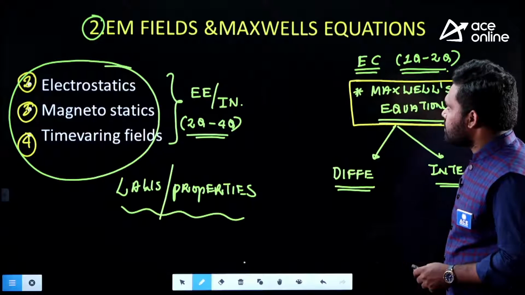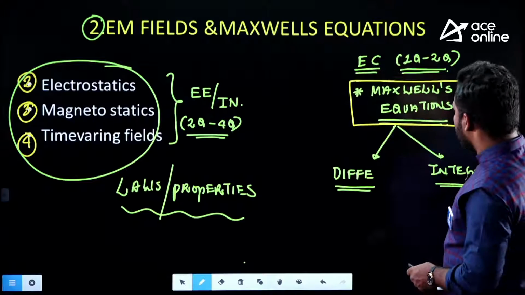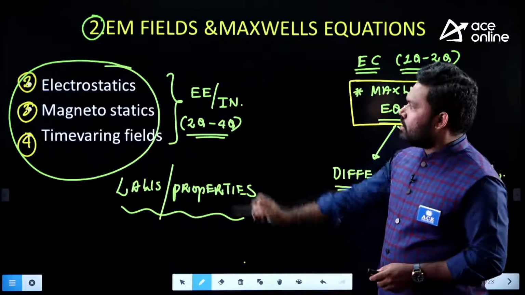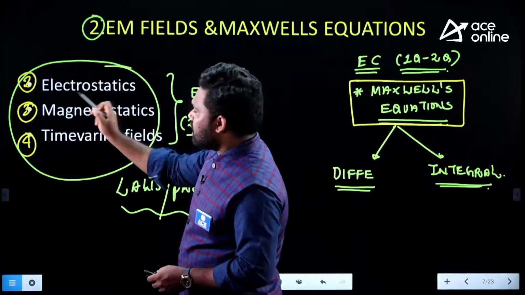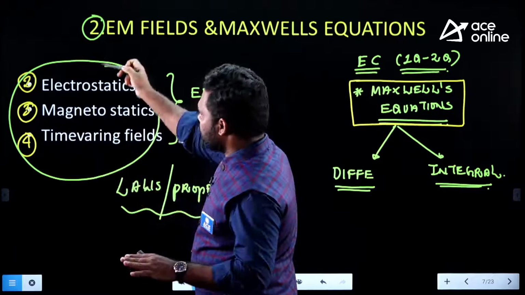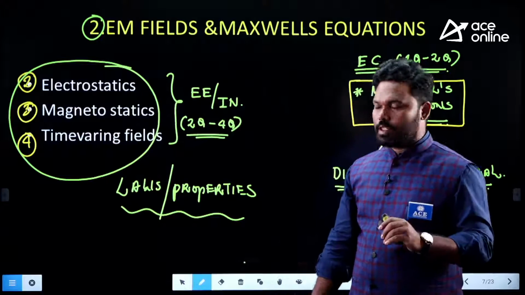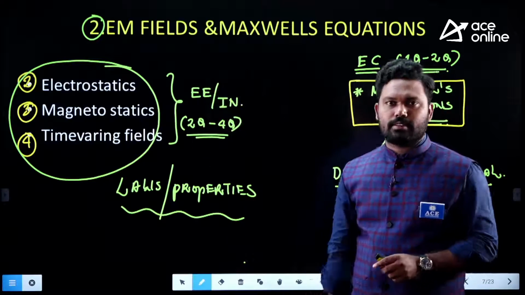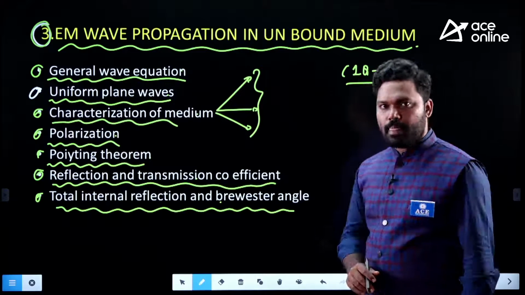Then, EC students must concentrate on Maxwell's equations. If you cannot understand them directly, go back to electrostatics and magnetostatics. For electrical and instrumentation engineering students, just understand the derivations and remember the conclusions. These are all the simple things you would have learnt in high school physics, but with proper mathematical treatment: laws and properties, differential form, integral form, and vector calculus. Clear? Okay. And then EM wave propagation in the unbound medium.